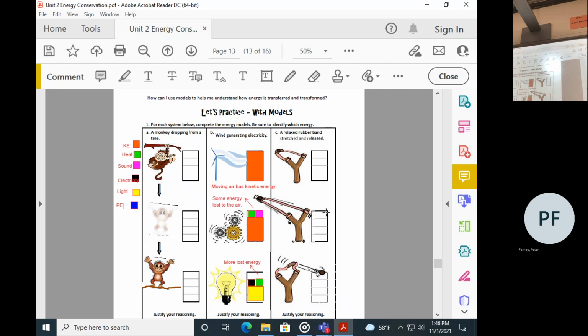Definitely elastic energy. What else? What are we trying to do? What's the goal of the slingshot? To launch a rock, for instance, right? So what kind of energy are we trying to end up with? It's moving that rock, isn't it? Our goal is to have movement. Yeah? But are there some losses along the way?